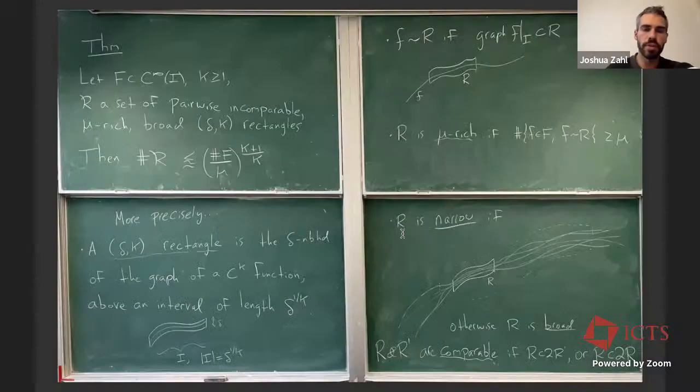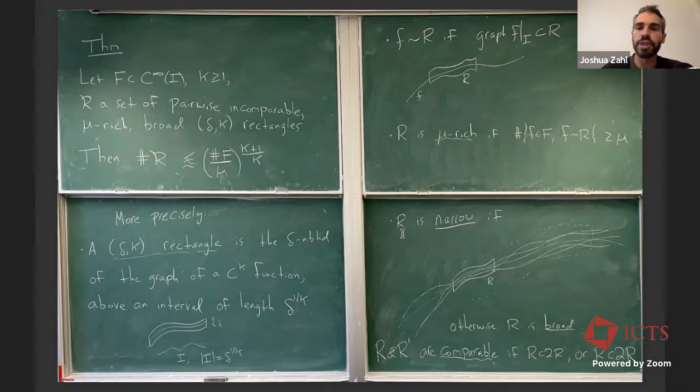So there are two objects floating around. There's the definition of a delta K rectangle. That is the delta neighborhood of the graph of a C^K function above an interval of length delta to the 1 over K. And for that, it would suffice to consider the delta neighborhood of the graph of a polynomial of degree at most K, because you can replace this function by its Taylor expansion to degree K, and the two coincide up to error delta, which is good enough.